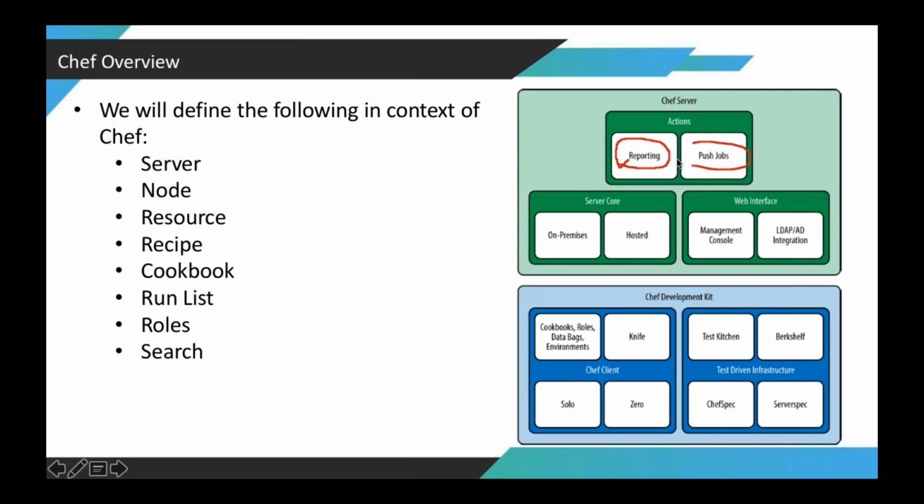Another feature is push jobs. You can push configuration to the Chef client using the Chef server. Then there is the server core, which can exist on on-premise servers. Chef can run on-premise or in hosted environments as well. The hosted environments are like your cloud environments, so you can run it on-premise or in the cloud.